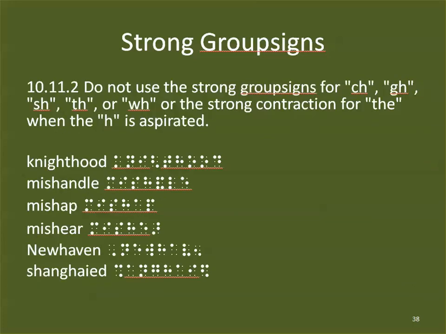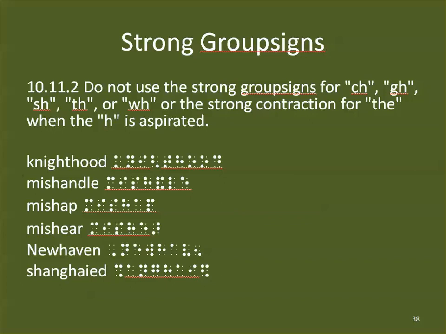Do not use the strong group signs for CH, GH, SH, TH, or WH, or the strong contraction for THE when the H is aspirated, when it's pronounced, when you can hear it. So we have knighthood. Not only is that an unhyphenated compound word, but we also pronounce that H. So knighthood, we definitely do not use the TH contraction in that case.